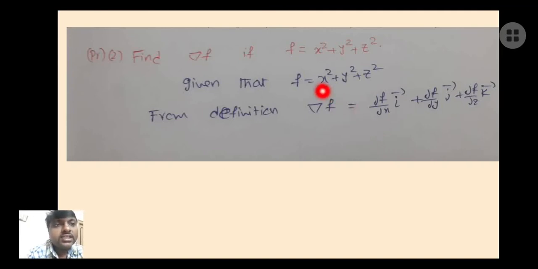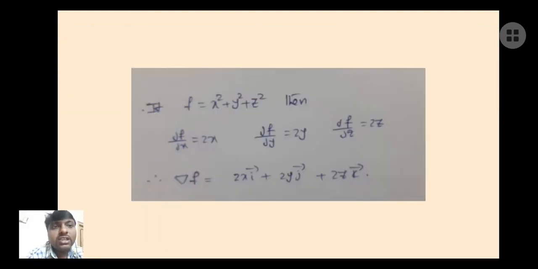Now I can take the scalar point function and calculate the partial derivatives here. So see here, I am taking the function f is equal to x square plus y square plus z square. So I am calculating the partial derivatives. dou f by dou x is equal to x, dou f by dou y is equal to y, dou f by dou z is equal to z.